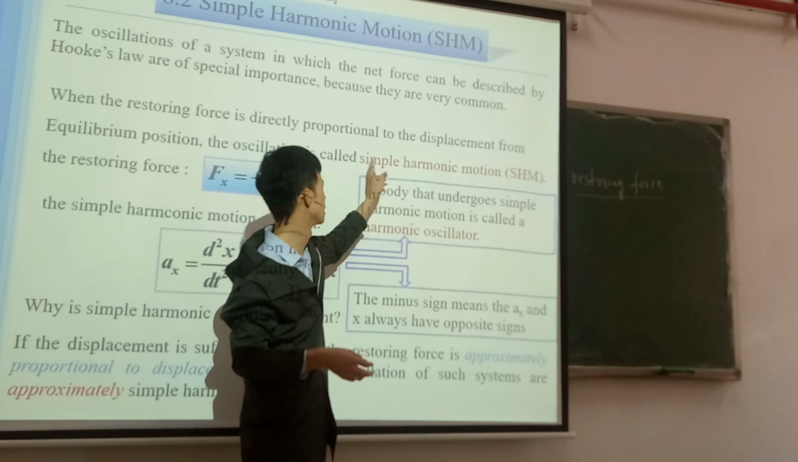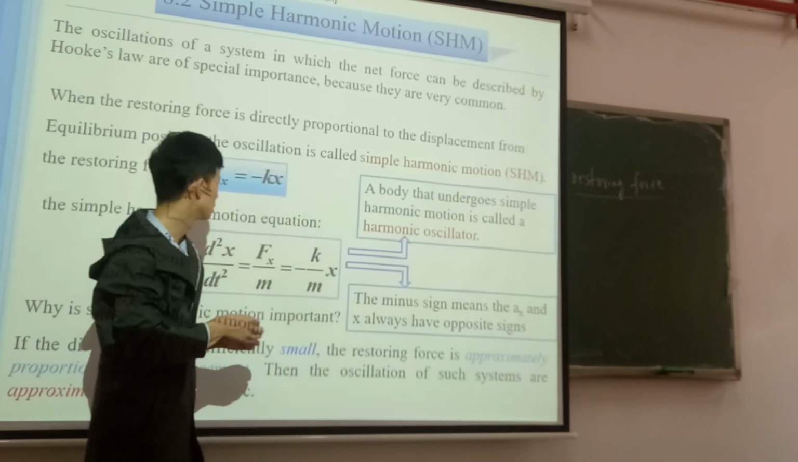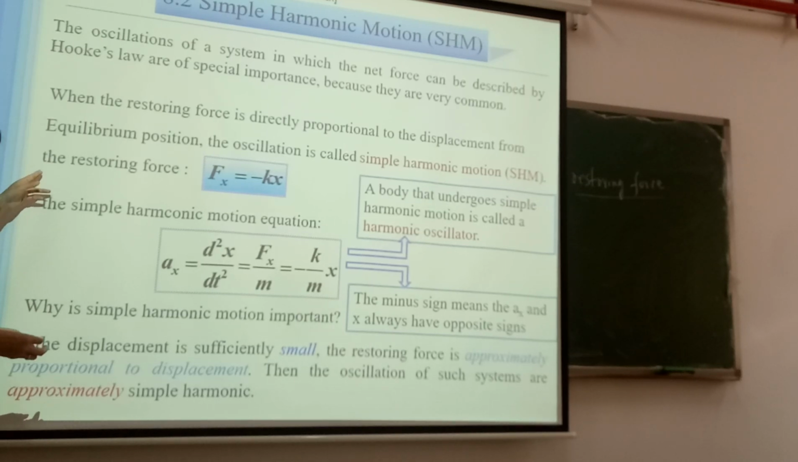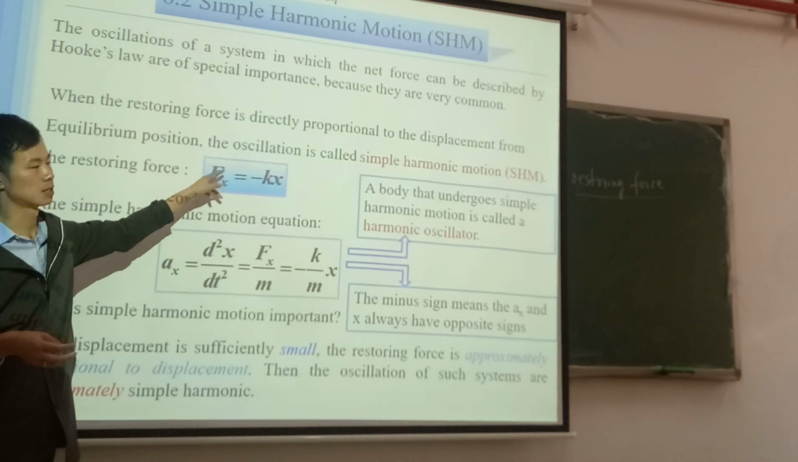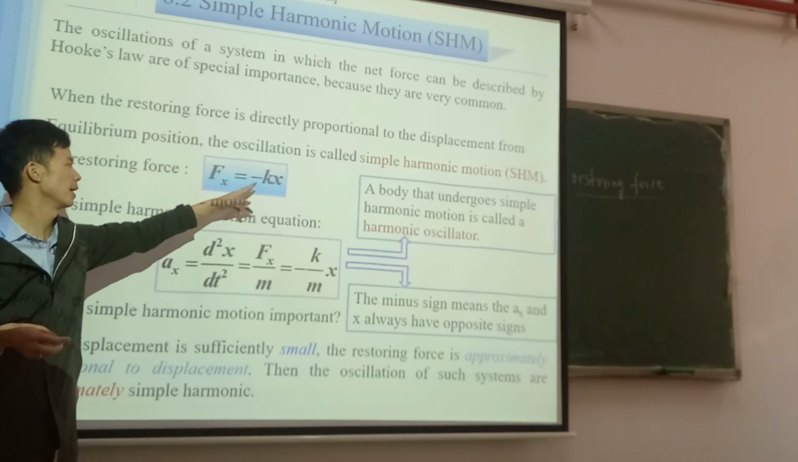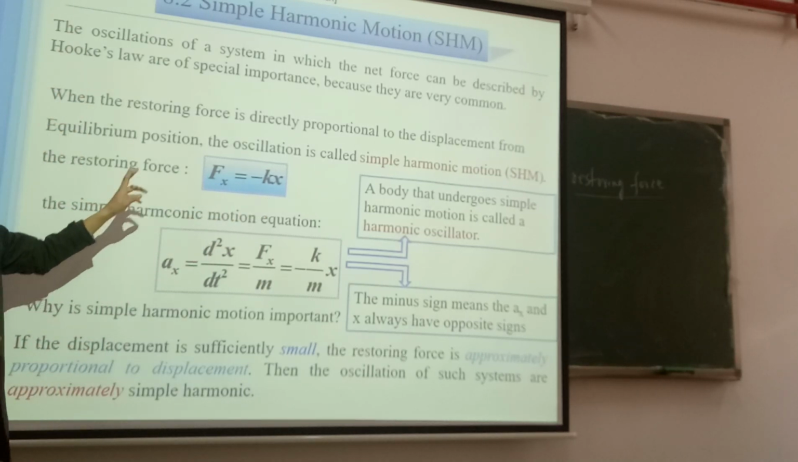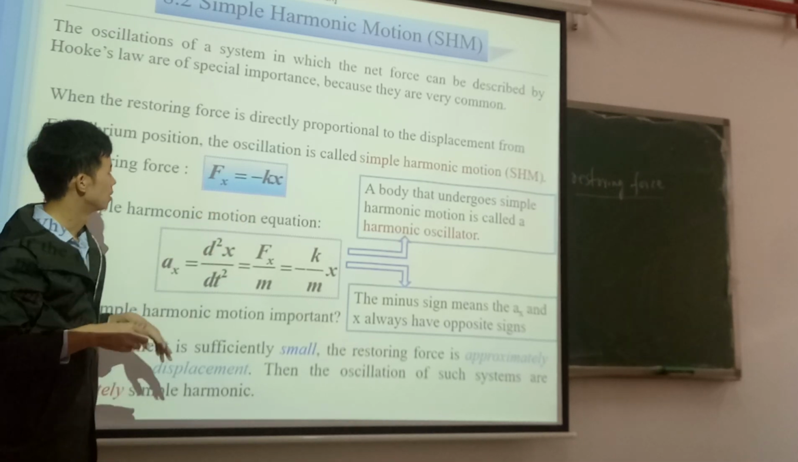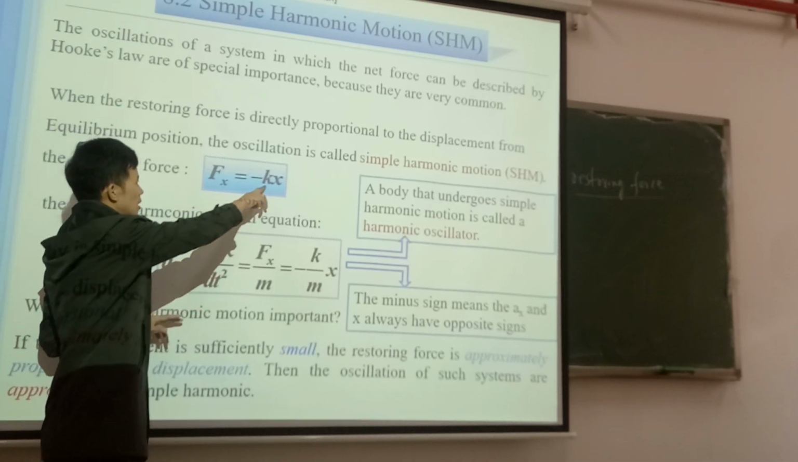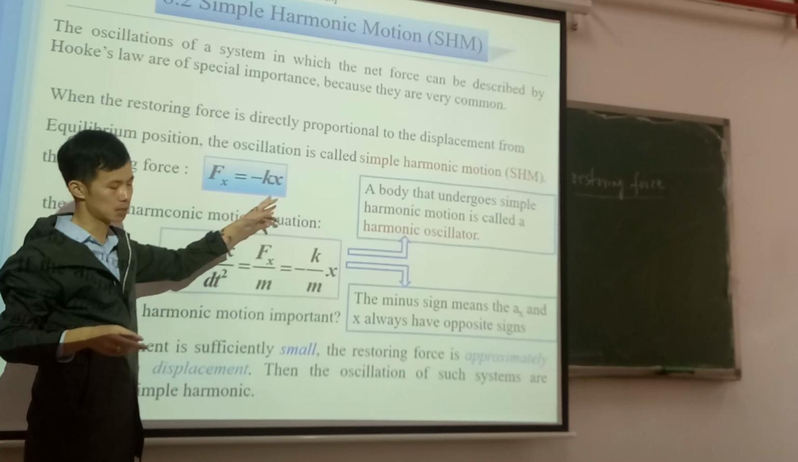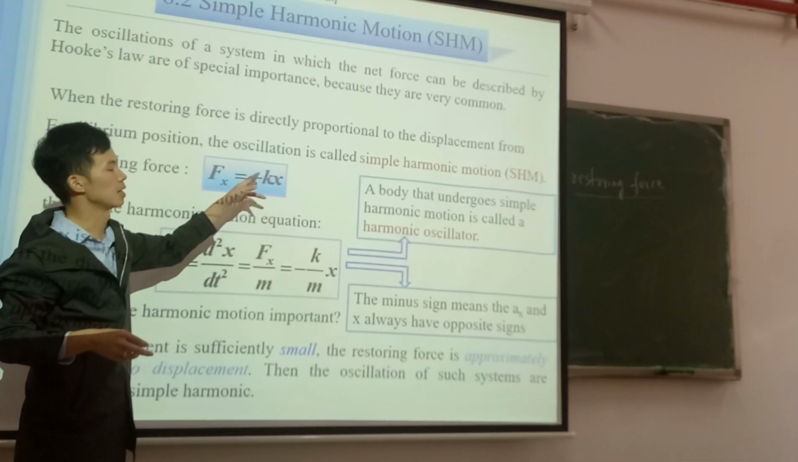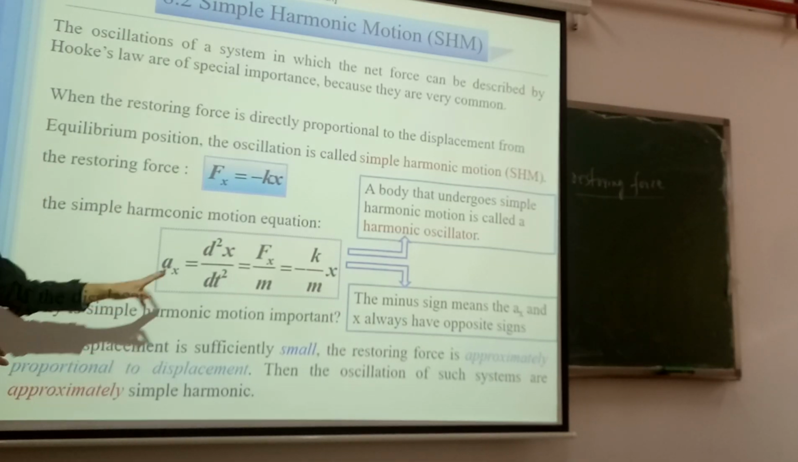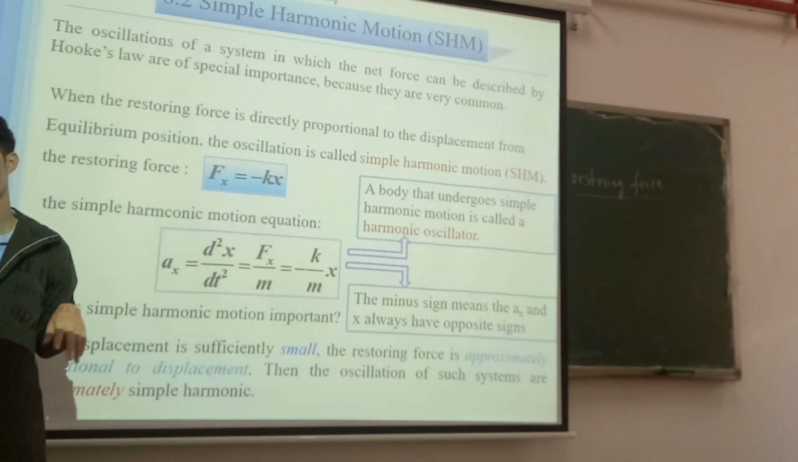The first letters, SHM. So the restoring force F_x is equal to minus kx, because the force is directly proportional to the displacement. The x is the displacement, and k is a constant, the coefficient. The minus sign means the direction.